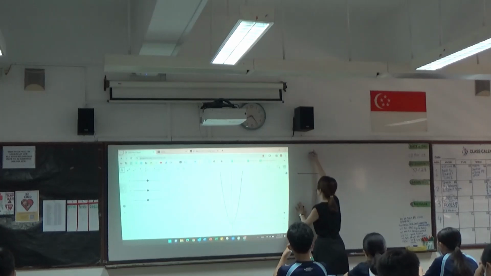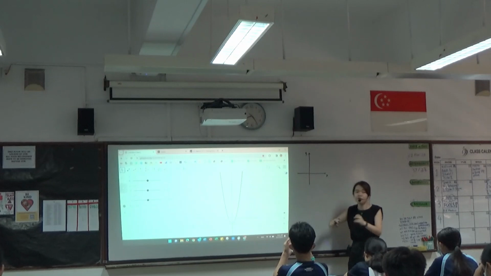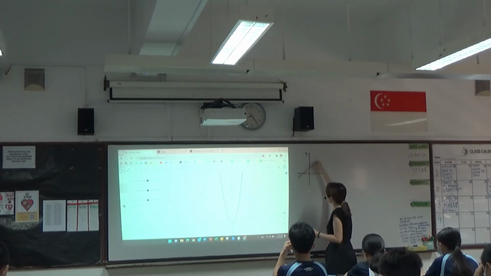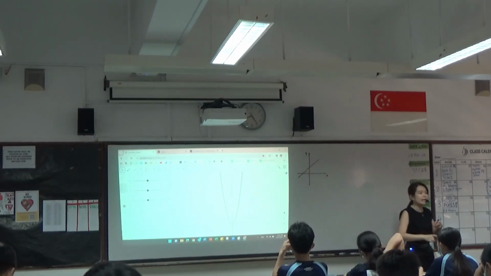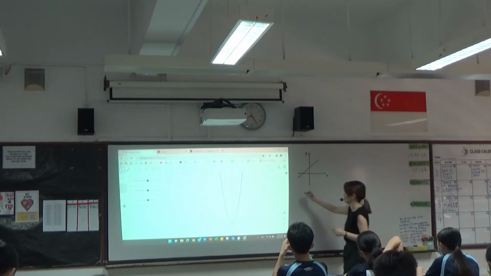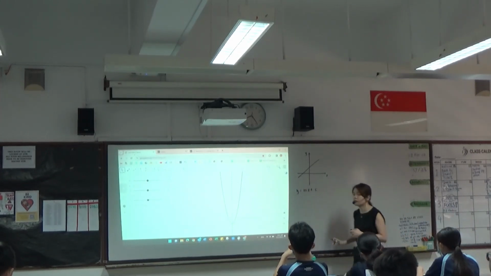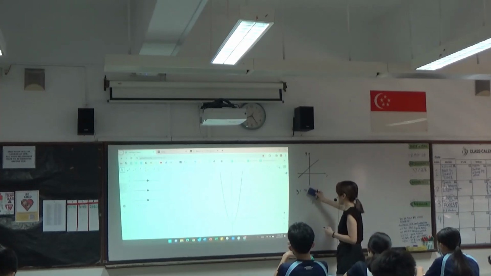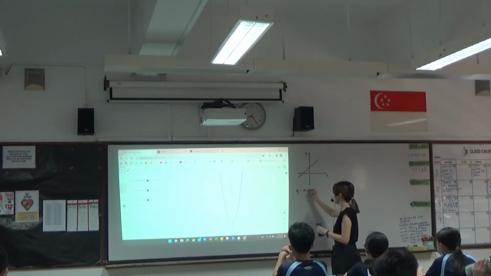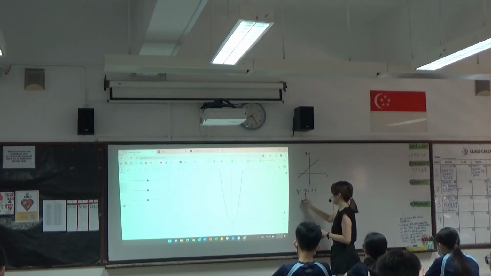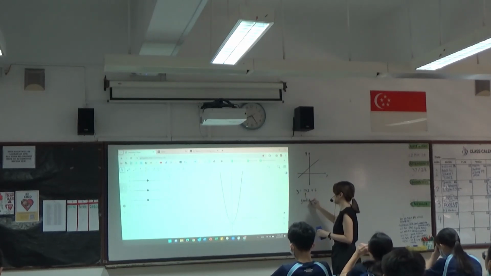Straight line. Okay, a straight line graph. So for example, we can draw things like that. For straight line graphs, the format of the equation is always y equals mx plus c, whereby m will tell you the gradient, and then c will tell you the y-intercept.